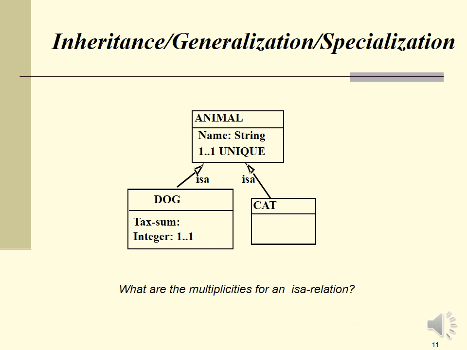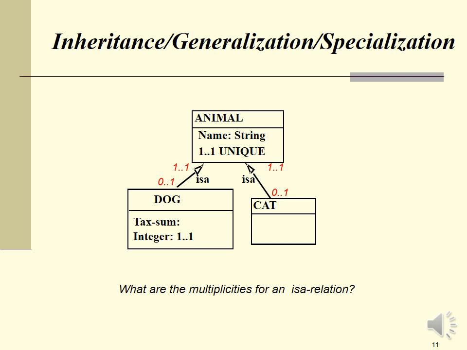Let's look a bit into this ISA relationship. What does it mean? Well, you sort of hear what it means. A dog is an animal and a cat is an animal. But what are the multiplicities or cardinalities for the ISA relationship? They are as follows, as you can see in red. So a dog relates to one animal, and an animal doesn't necessarily relate to a dog. An animal could be a cat, for instance. So an animal doesn't have to be a dog.